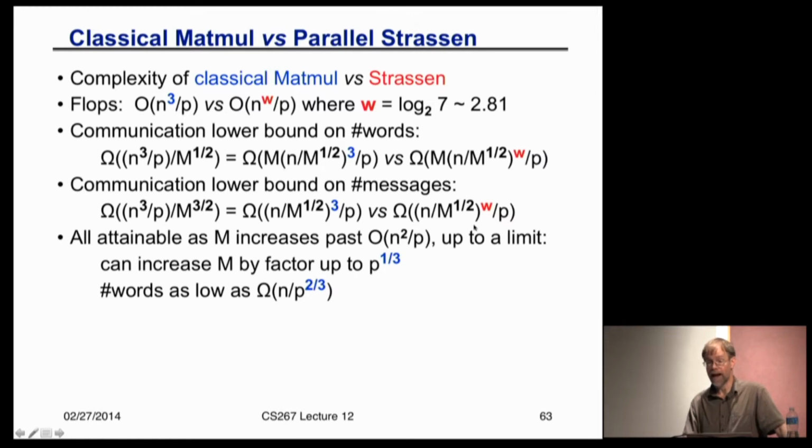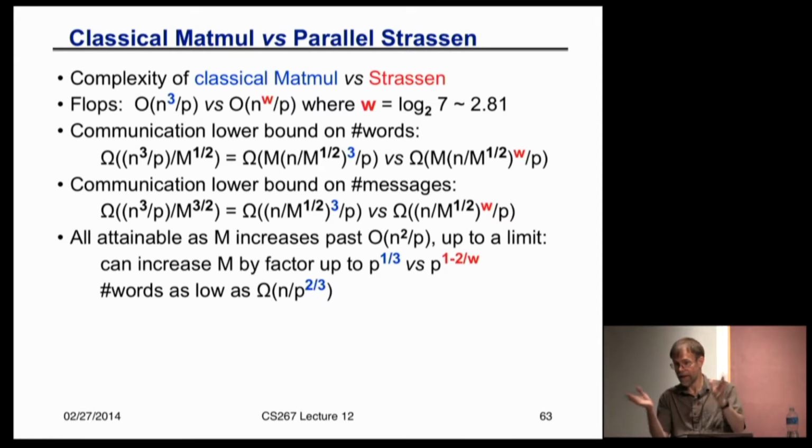And so the question is, how long can I keep using more and more memory, right? This benefit can't go on forever. And instead of going up to p to the 1/3 copies, it turns out to be p to the 1 over 2 divided by omega. If you happen to plug in omega equals 3, they agree.